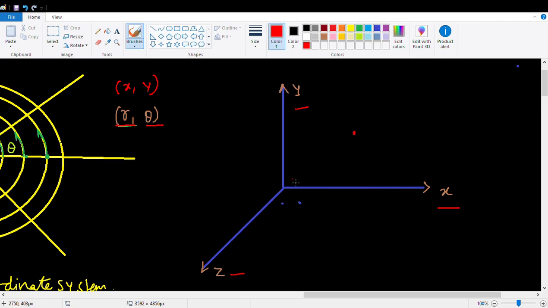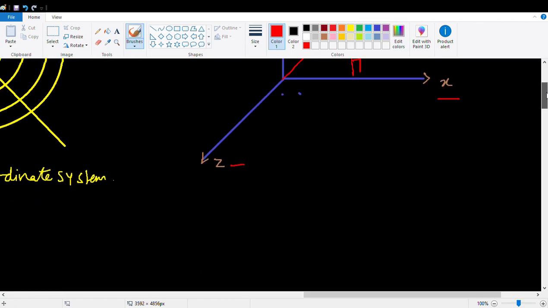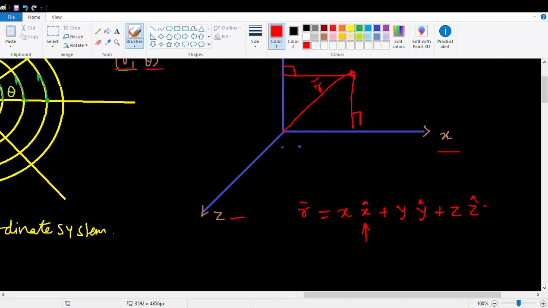Suppose this is a point. Now the position vector can be given like this. What I'm going to do is make perpendiculars on x, then y, and then again z. So the r vector can be written as x, this is the magnitude, and the unit vector, again the magnitude y, y hat, and z hat. Now what is my x hat? X hat is nothing but a unit vector. It gives you the direction. Suppose you are on x, what is the increasing direction of x? This is my increasing direction of x. So this is my x hat.